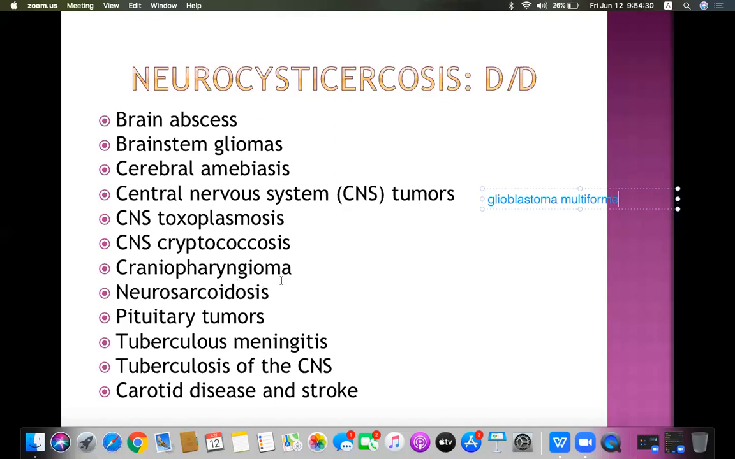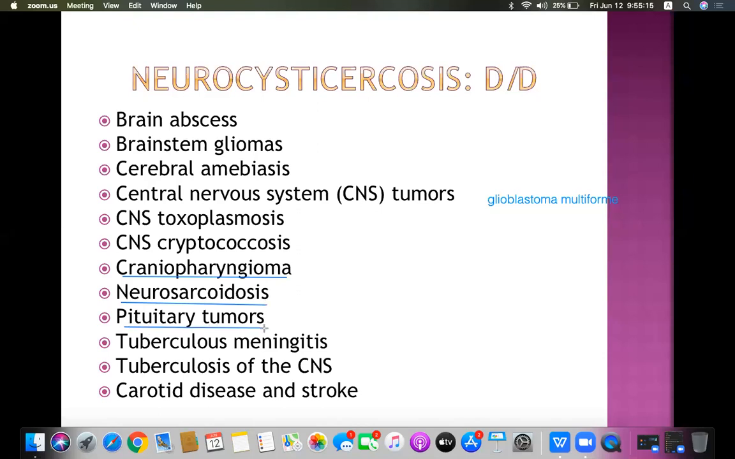Craniopharyngioma. This craniopharyngioma is a benign tumor which occurs inside the cranial cavity. It originates from Rathke's pouch. Rathke's pouch is an embryological structure from where the pituitary gland originates, especially the anterior pituitary gland. So this tumor also can behave in the same way. Neurosarcoidosis is a type of sarcoidosis which can affect our central nervous system. Remember, sarcoidosis is a granulomatous condition. So sarcoid granulomas can form inside the brain, which can lead to a similar type of problem.